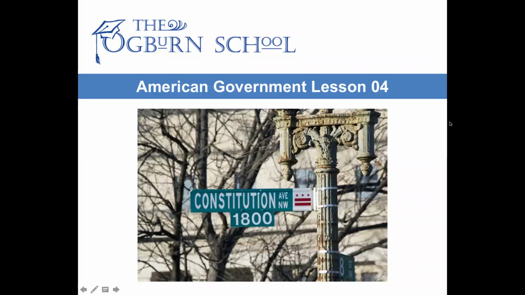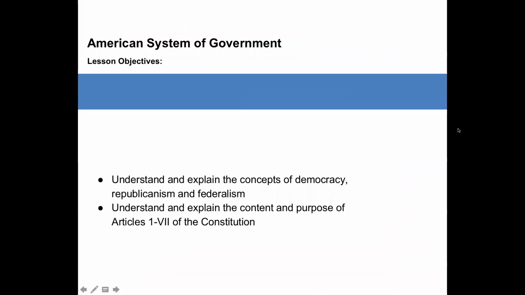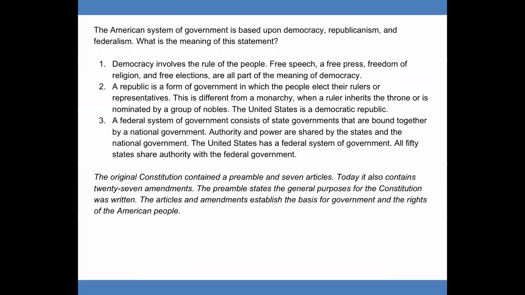American Government Lesson 4. American System of Government. Our lesson objectives are: understand and explain the concepts of democracy, republicanism, and federalism. Understand and explain the content and purpose of Articles 1 through 7 of the Constitution.